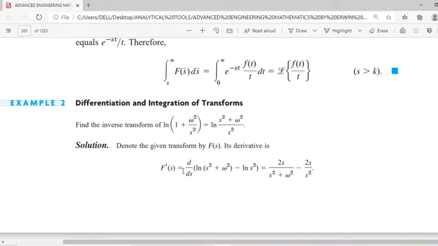So what is f dash of s? Differentiate. Then d by ds of log s square plus omega square minus log s square. After differentiation you will get 1 by s square plus omega square into derivative of s square plus omega square, that is 2s, minus 1 by s square into derivative of s square, that is minus 2s by s square, okay.